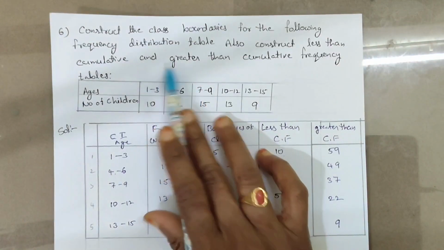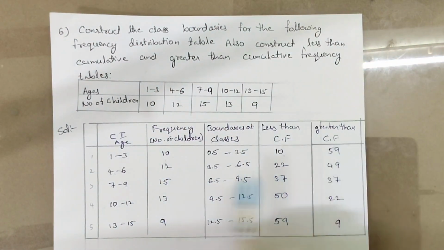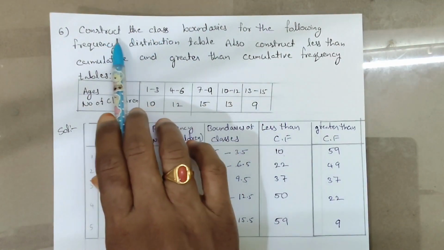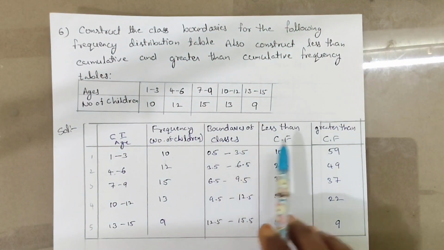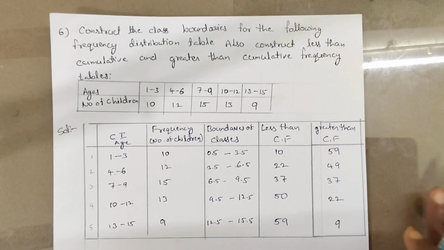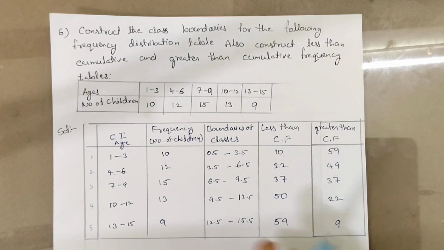Here it is asking for less than cumulative frequency and greater than cumulative frequency. Next, boundaries. Here it is asking to construct the class boundaries of the following frequency. So we write the boundaries, less than cumulative frequency and greater than cumulative frequency. So this is the complete solution of the sixth question.